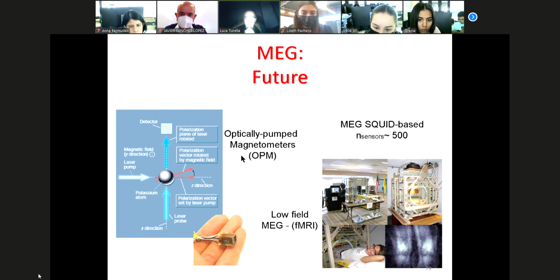And then I was talking about these optically pumped magnetometers. These are magnetometers, so MEG sensors, that do not need liquid helium to work. So the technology is completely different. And this is an example of one of these sensors. And the idea 5 or 6 years ago was that this was the future. But the future is now, basically. And next time I will show you that there are studies that use these sensors in order to probably develop the new system that will basically replace the SQUID-based MEG in the future.